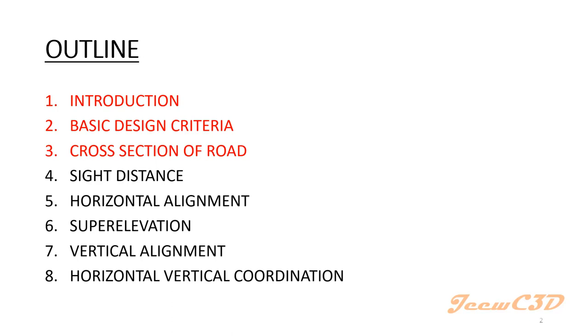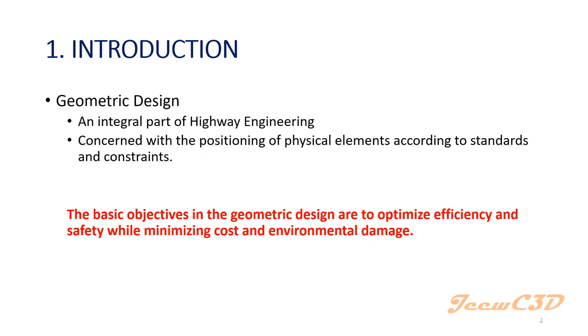But under this course, we will be looking further into sight distance of roads, horizontal alignment, super elevation, vertical alignment, and finally horizontal and vertical coordination. These will be taught to you as a part of theories. After that, I will be doing these things in a software called Civil 3D, how to design roads using the Civil 3D software. Then I will move on to the introduction of my course.